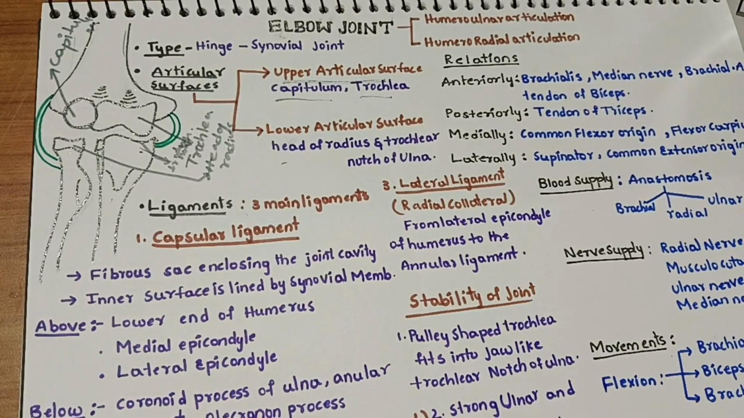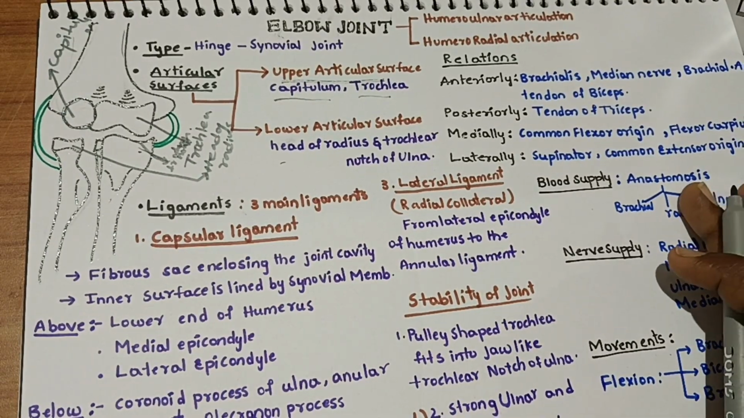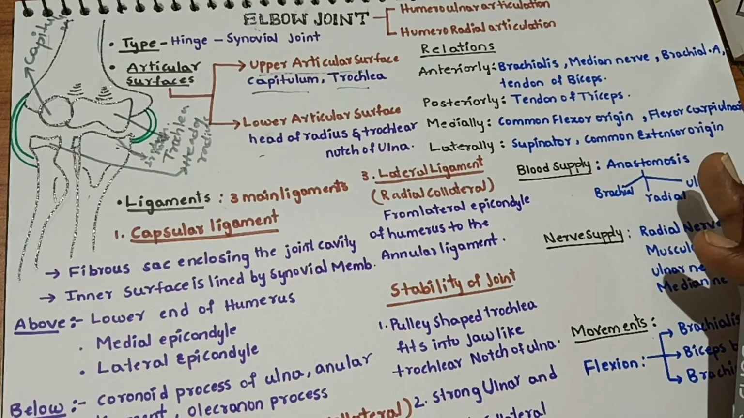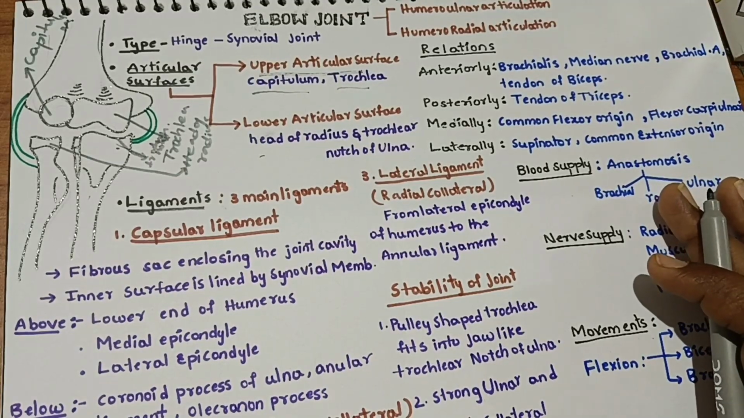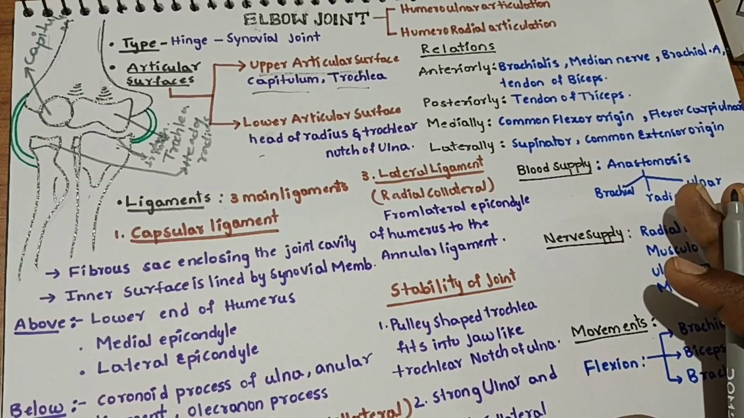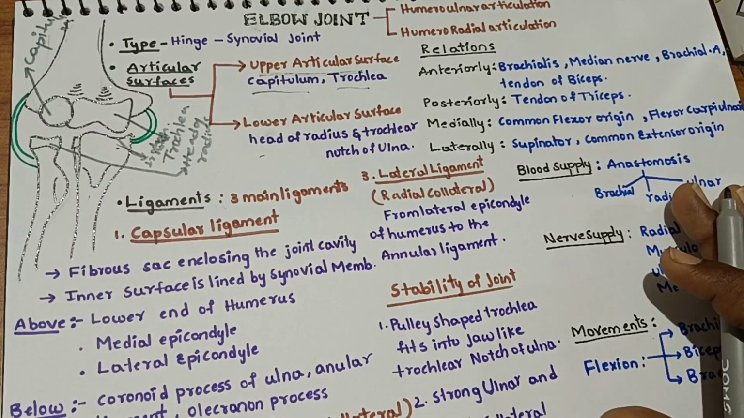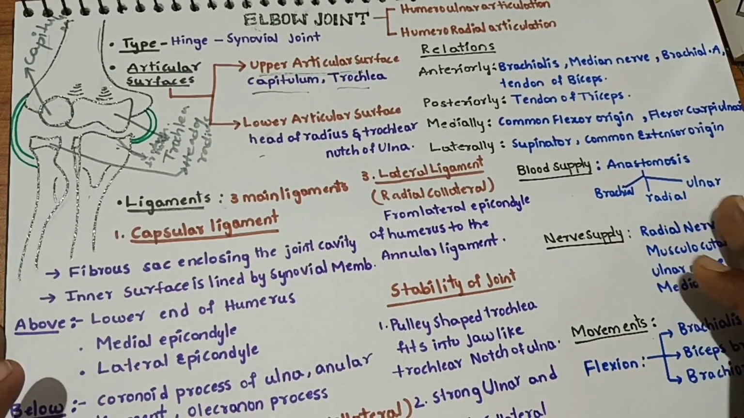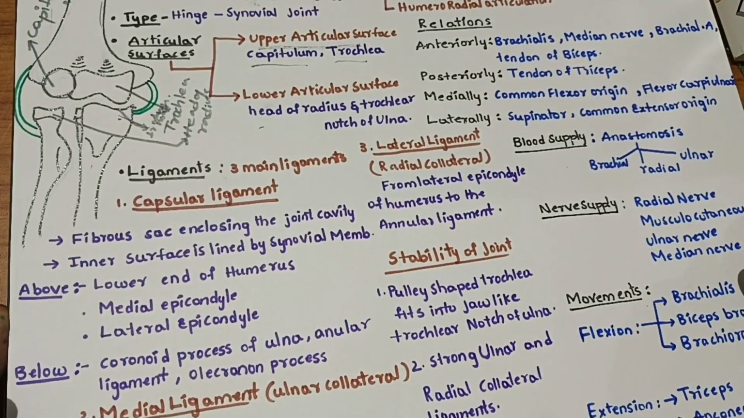So let's see the main ligaments of the joint. There are three main ligaments. What are they? The capsular ligament, the medial ligament known as the ulnar collateral, and the lateral ligament known as the radial collateral. Here we go. The capsular ligament.